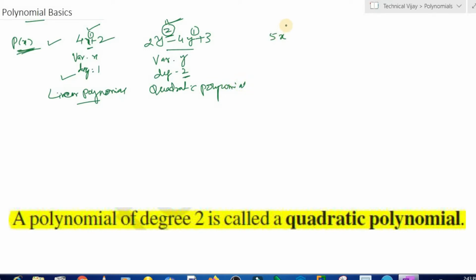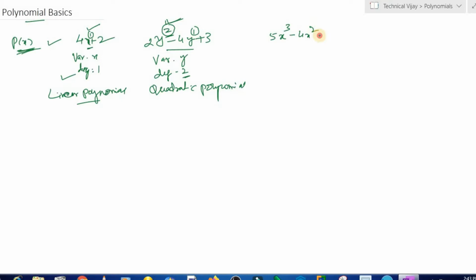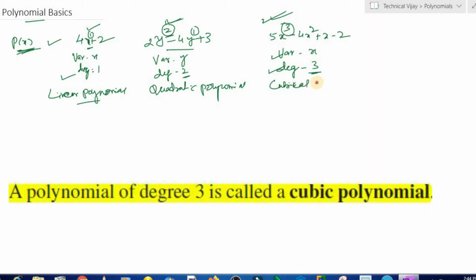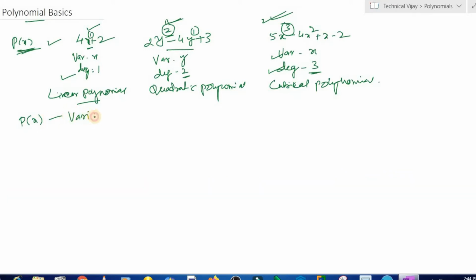Suppose one more polynomial, 5x cube minus 4x square plus x minus 2. This is one of the polynomials. The variable here is x and the highest degree in the equation is 3. This is the highest, so degree is 3. So this p of x is a polynomial with variable x and the degree is 3. Then this type of polynomial is called a cubical polynomial. In any polynomial p of x, we have to consider the variable and the degree of the polynomial. So based on the degree of the polynomial, we are dividing.